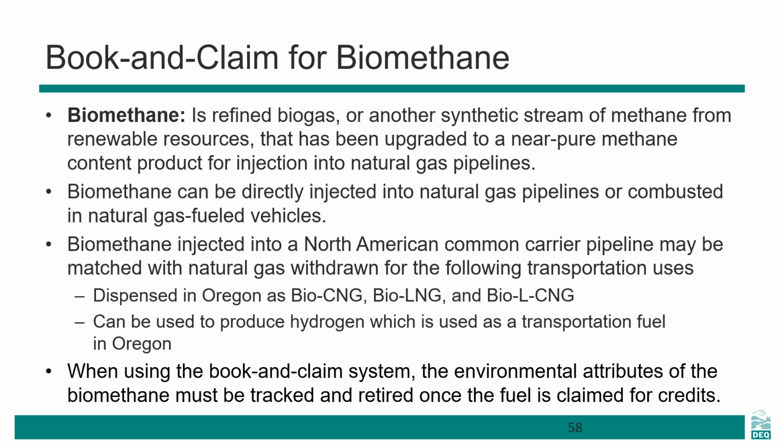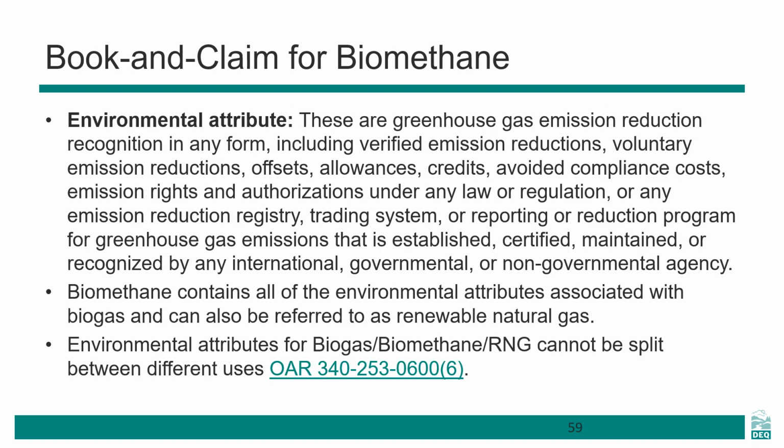And when using this book and claim system that we have for biomethane, the environmental attributes of the biomethane must be tracked and retired if someone is using it for transportation in Oregon and claiming credits under the Clean Fuels Program. The environmental attribute definition below is defined in CFP's rules and is a holistic definition. Biomethane being used in the program must contain all the environmental attributes, and they cannot be split between different uses.